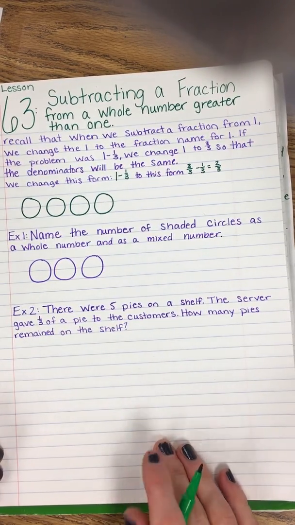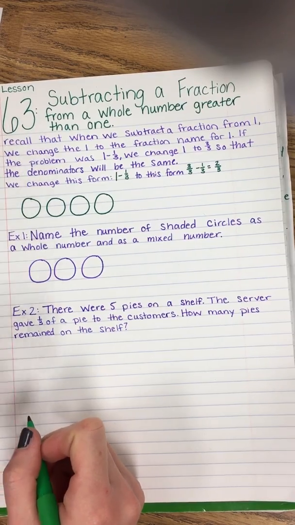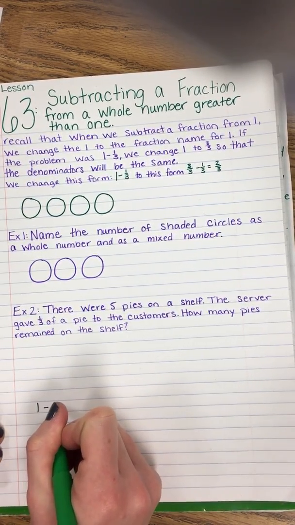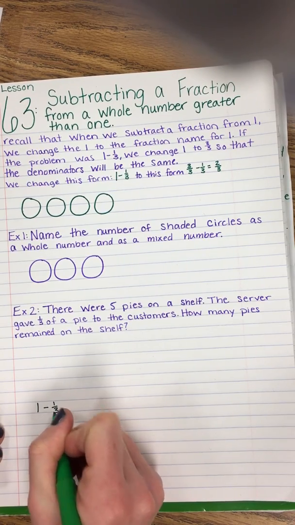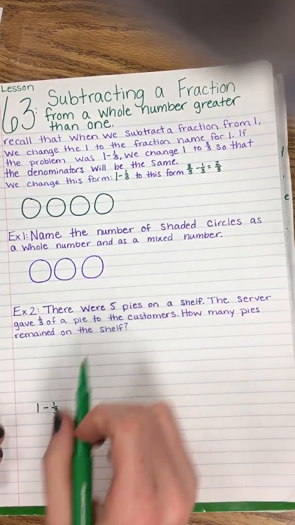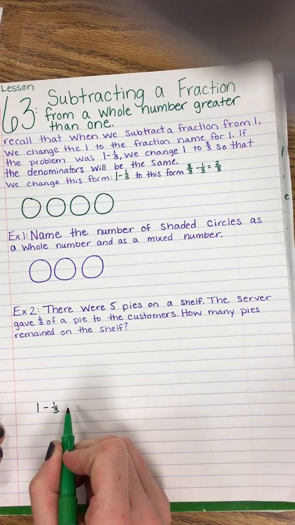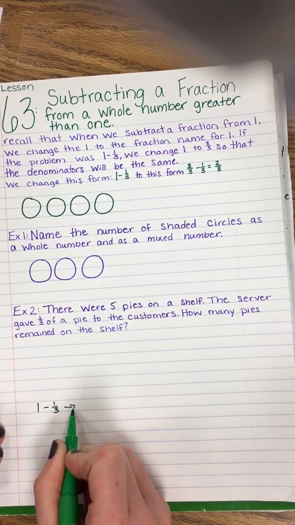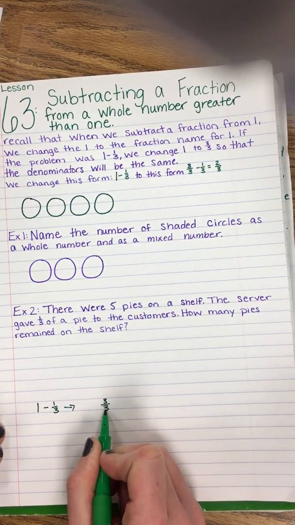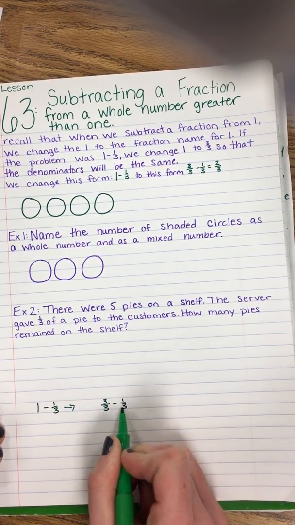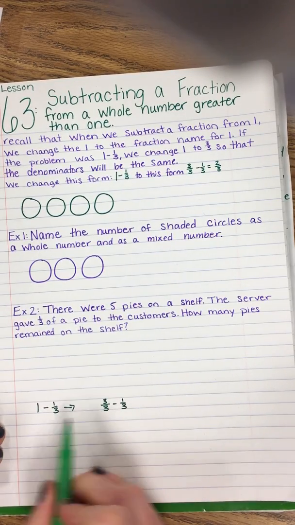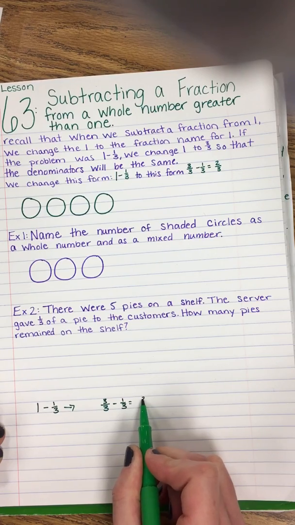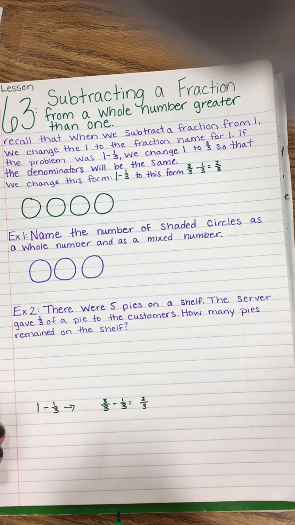Down here on the bottom of the page, I want you to write this down. This goes with this section up here. So if it was 1 minus 1/3, just like up here I'm showing you, this gets changed to 3/3 minus 1/3. That way we can see them all the same, so we could easier tell that the answer is 2/3.